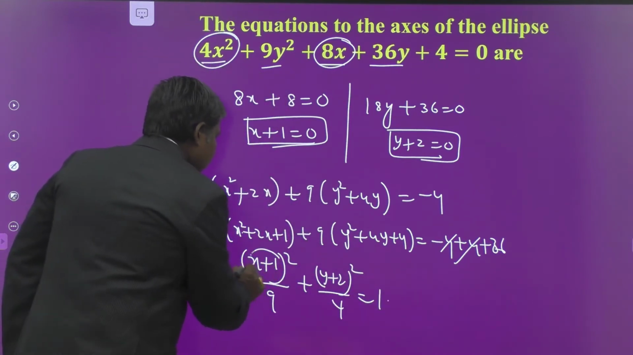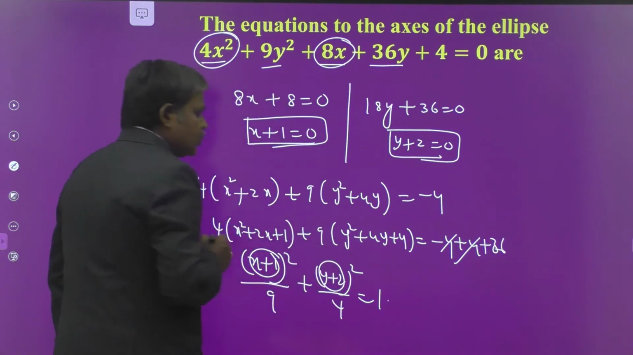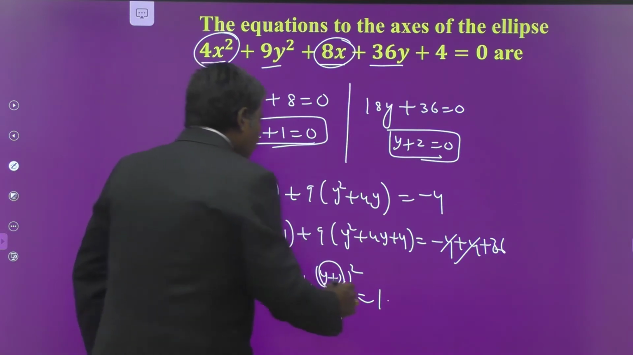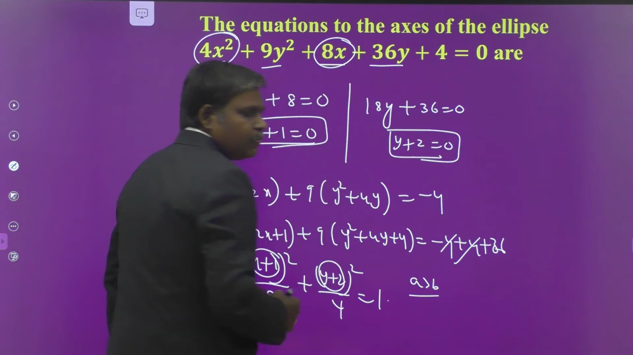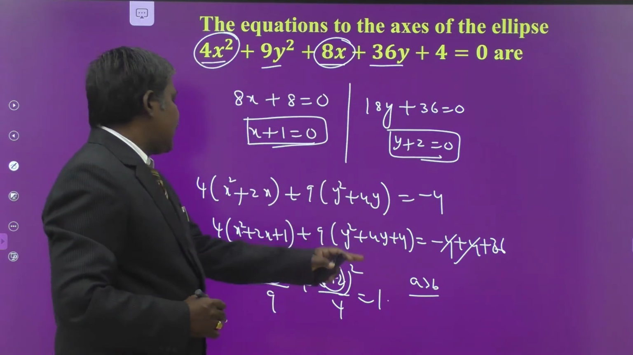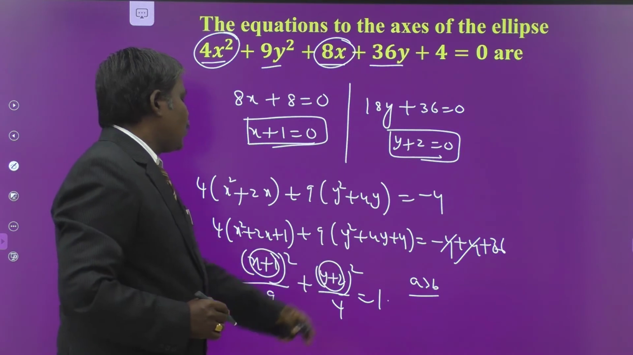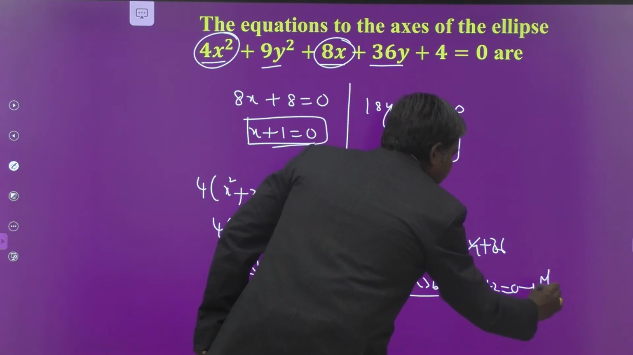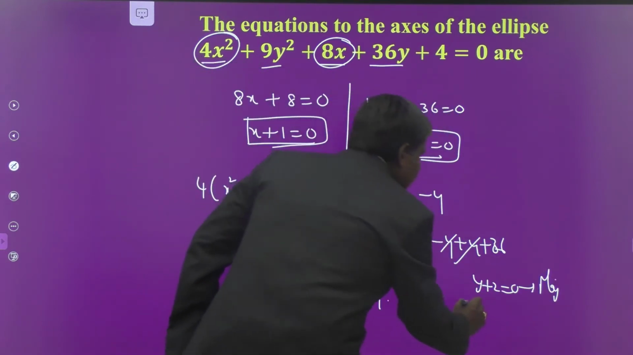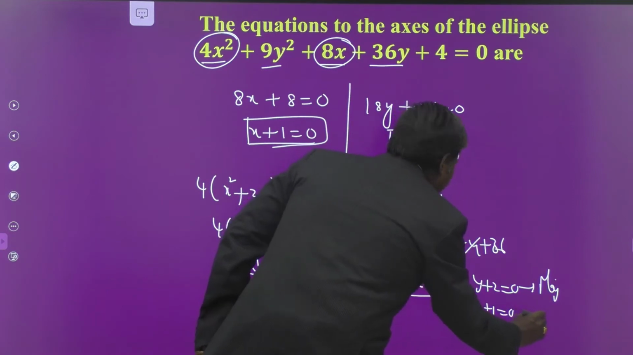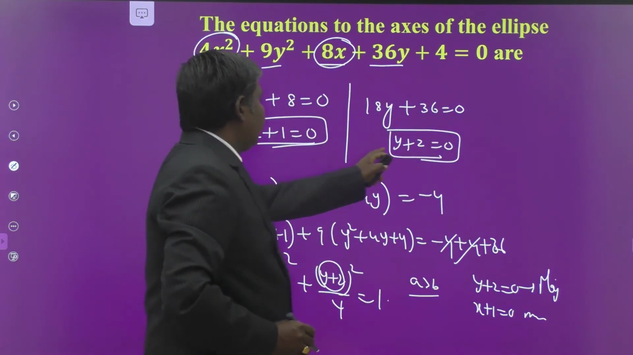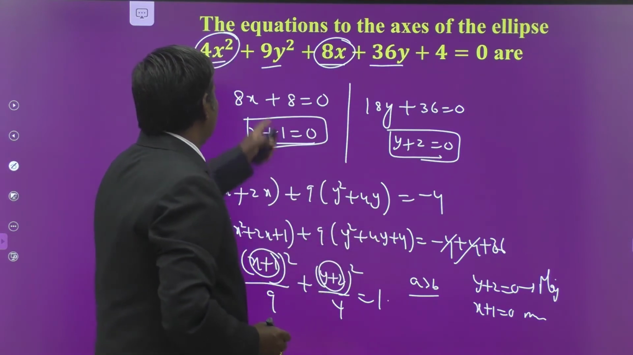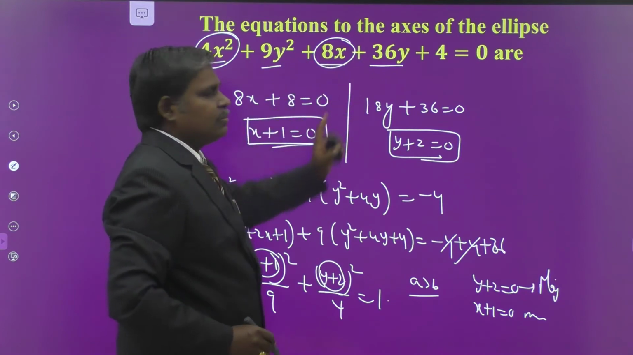So x plus 1 equal to 0 is one axis and y plus 2 equal to 0 is the other axis. It is of the form x square by a square plus y square by b square equal to 1, with a greater than b here. So your major axis is parallel to the x axis, that is y plus 2 equal to 0. Your equation y plus 2 equal to 0 is the major axis and x plus 1 equal to 0 is the minor axis. So you get y plus 2 equal to 0, and this is x plus 1 equal to 0. Major axis is what? y plus 2. So y plus 2 is the major axis.